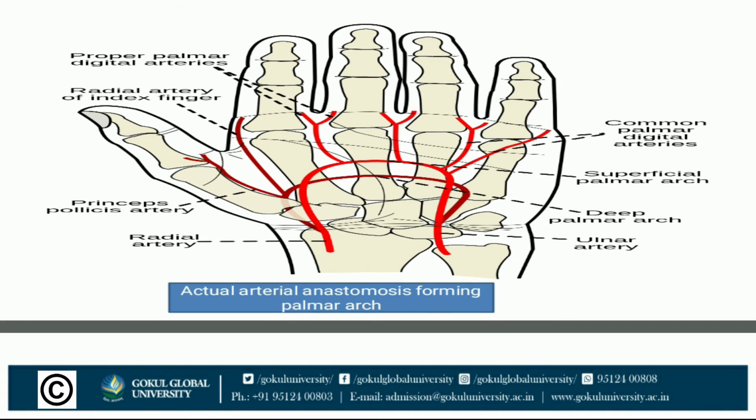Example of the actual arterial anastomosis forming the palmar arch. In the foot, the plantar arch. We can see there is communication between the radial artery, ulnar artery, and deep palmar arch, and in this way collateral circulation can be done.